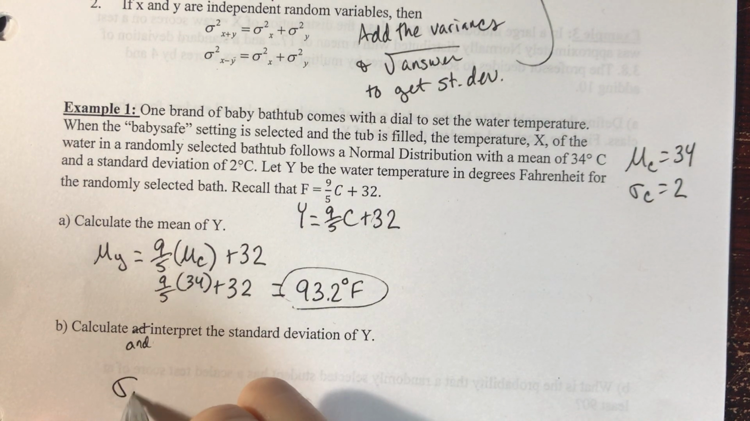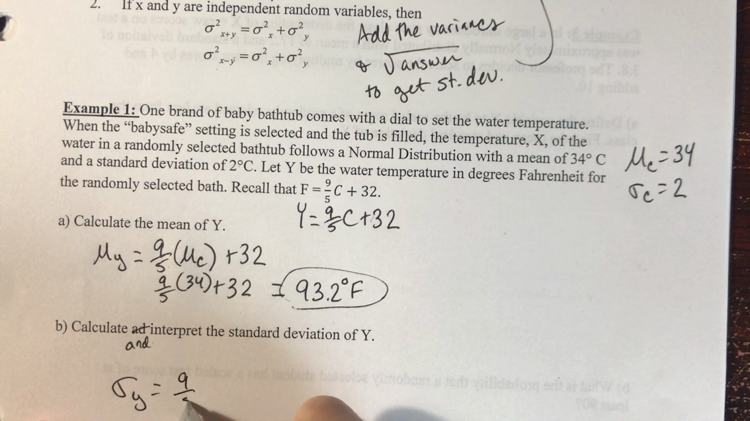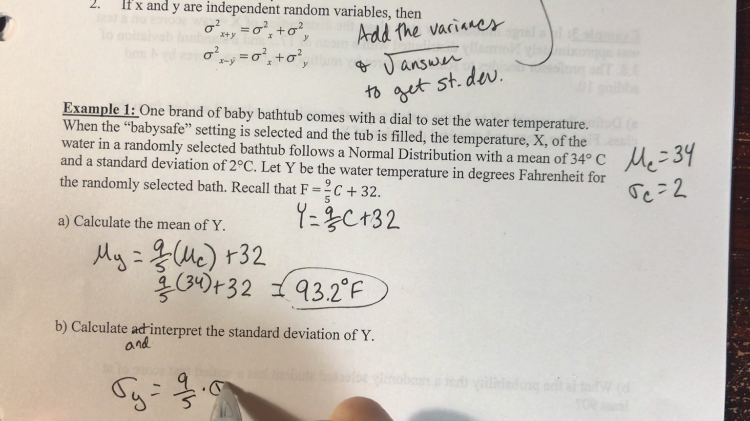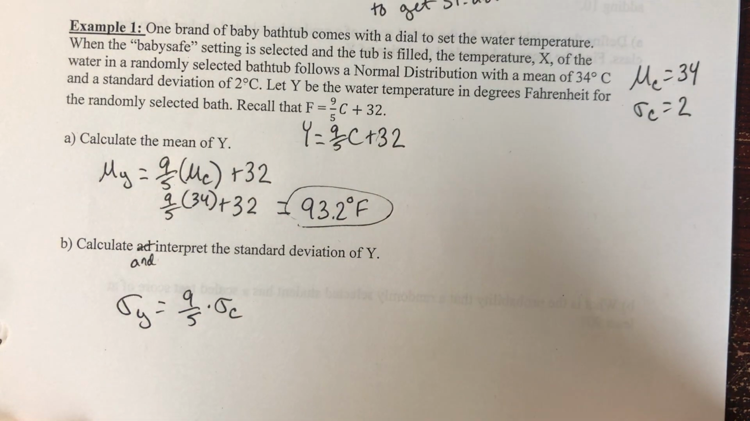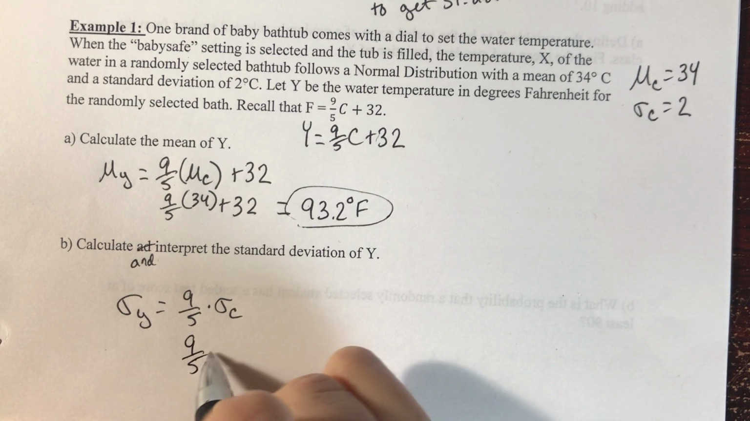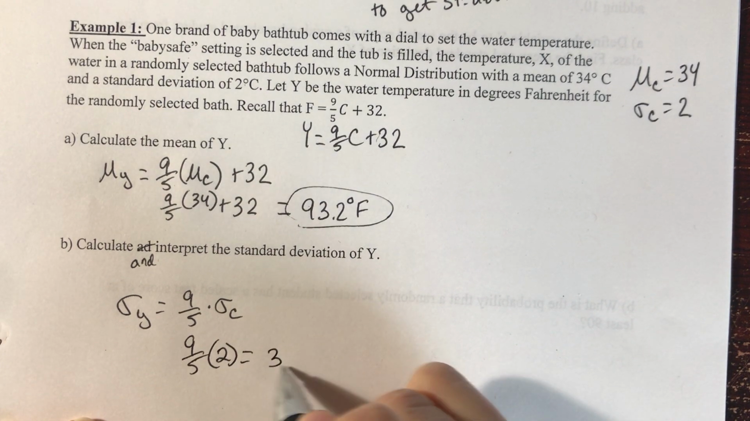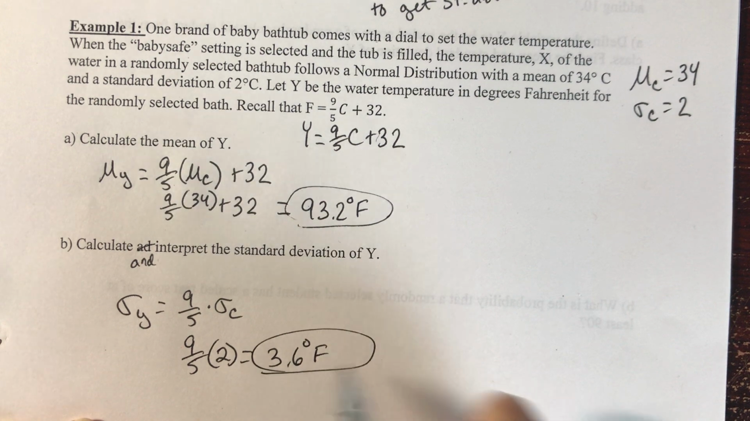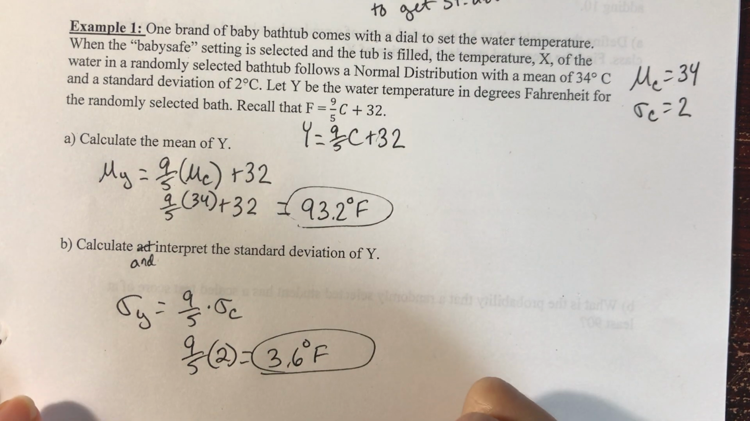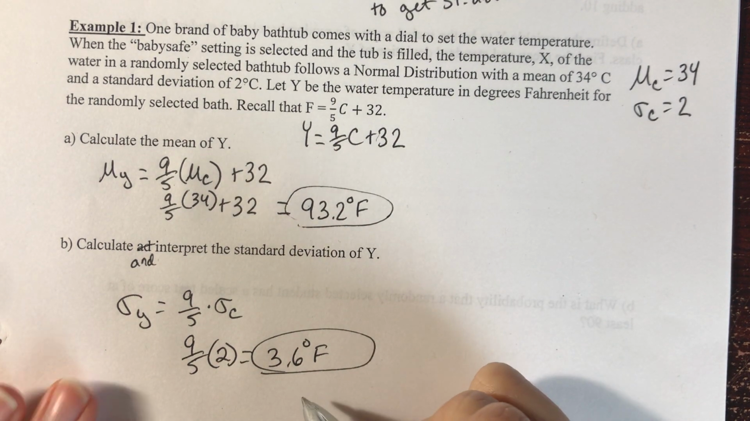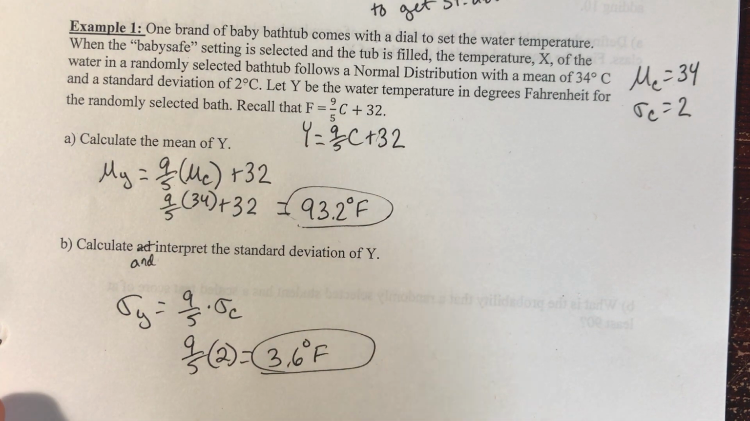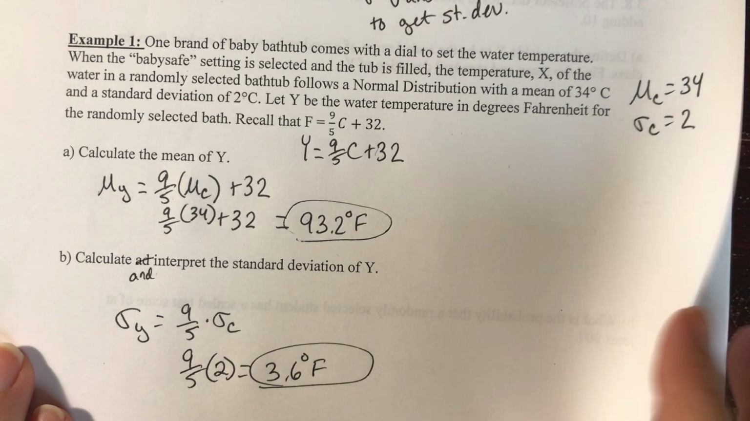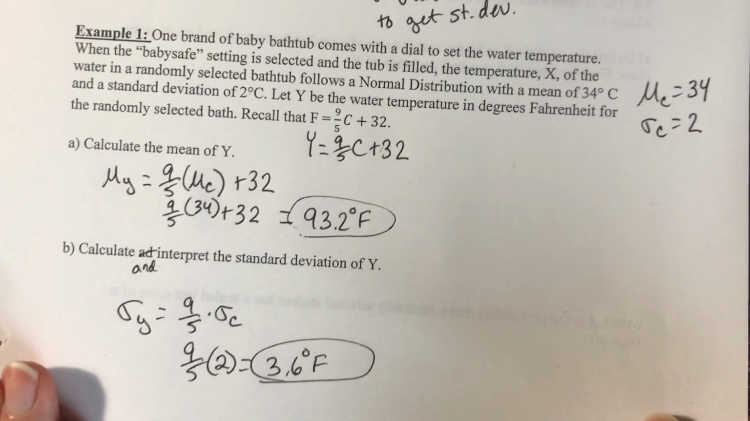So for the standard deviation of y, we're just using the multiplier, just the 9/5. We're not using the plus 32. So 9/5 times 2 will give us 3.6 degrees Fahrenheit. That's our standard deviation. If we interpret it, it will be the average distance from the mean, because that's our interpretation of the standard deviation. So that was one where it was in the a plus bx format.